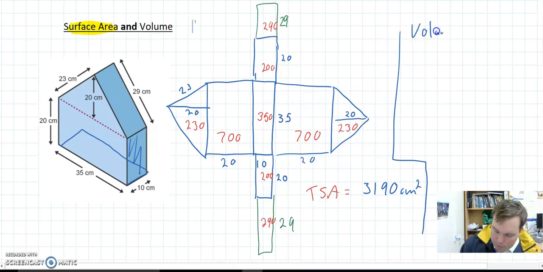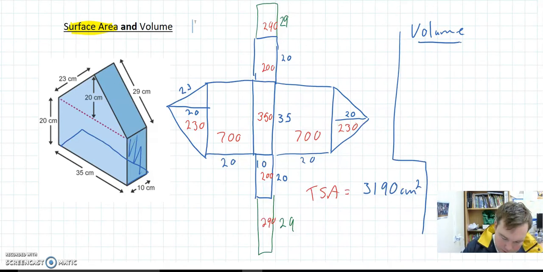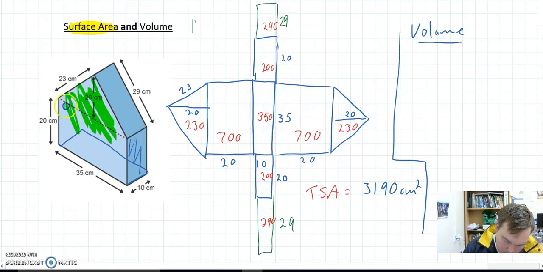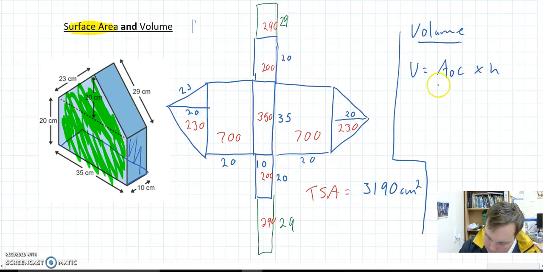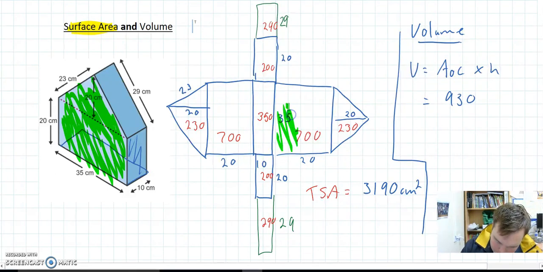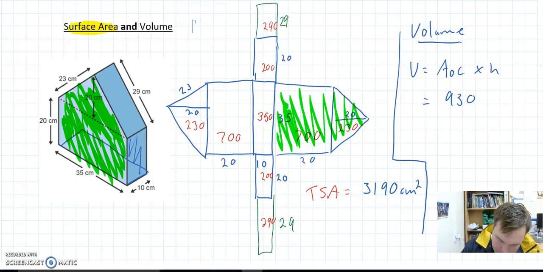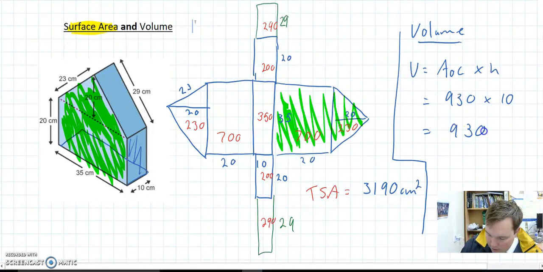Volume now. Volume is almost easier in this case because we have already found the area of the cross-section. The cross-section is the bit that's the same the whole way through. It's this portion here. And that's volume equals area of base, or area of cross-section, times the height. Area of the cross-section is 930, because it's the sum of these two. And then it's multiplied by the height, which is 10. So our volume is 9,300 centimeters cubed.